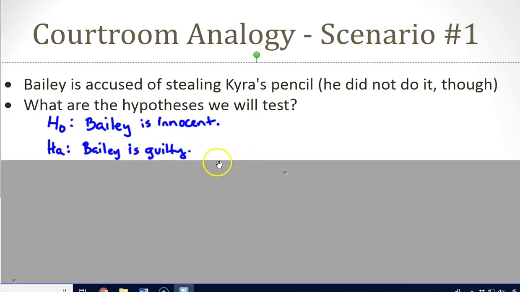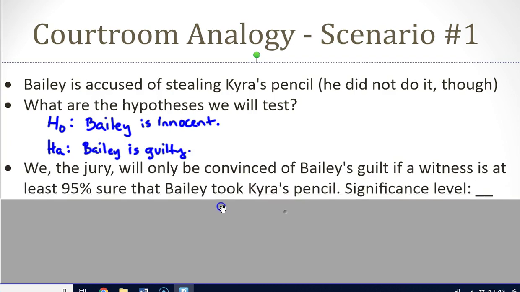Okay. All right. So now we go to the jury, right? We are the jury. And we have a certain standard of evidence that's going to be required. We will only be convinced of Bailey's guilt if there's a witness that is at least 95% sure that Bailey took Kyra's pencil. Now, there's a reason I'm choosing this 95. If the witness is 95% sure, what is our significance level? Like, what's the level that we're willing to be wrong, basically? Okay, and hopefully you realize it's 5%. Okay, so that's like our standard significance level.